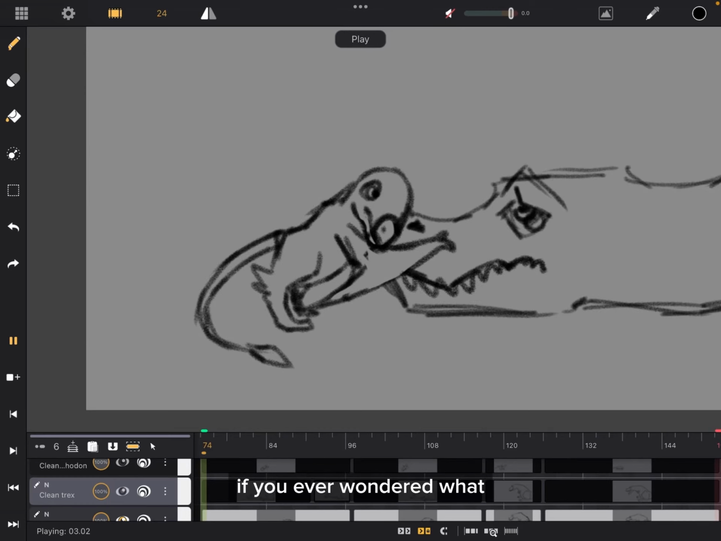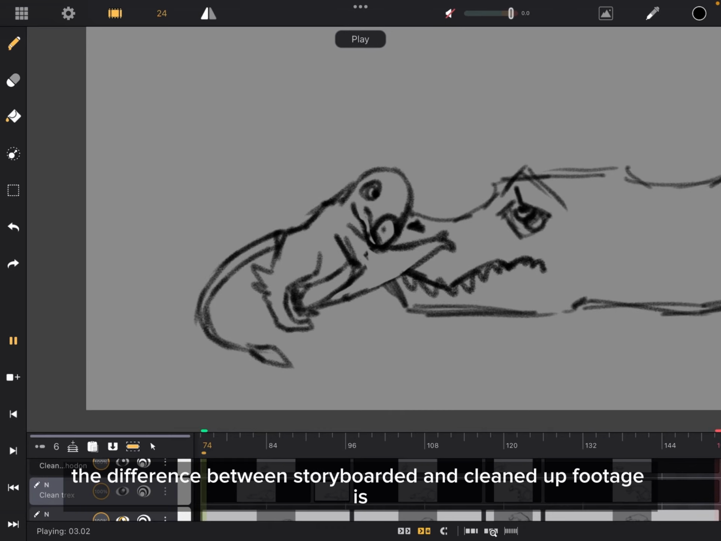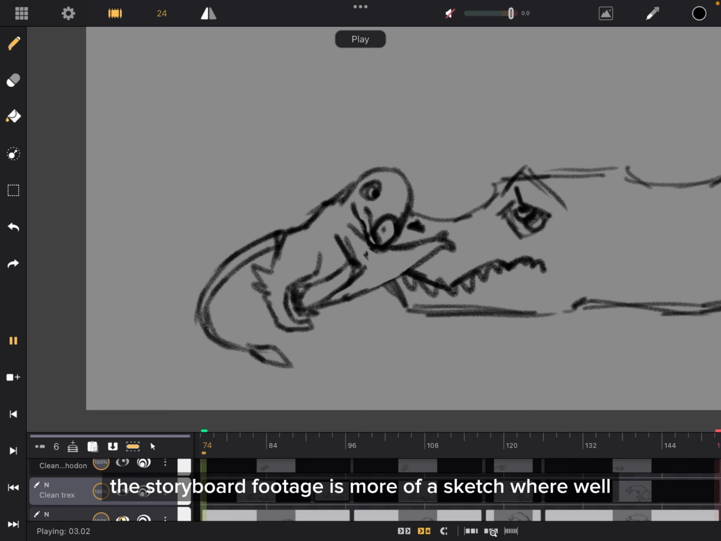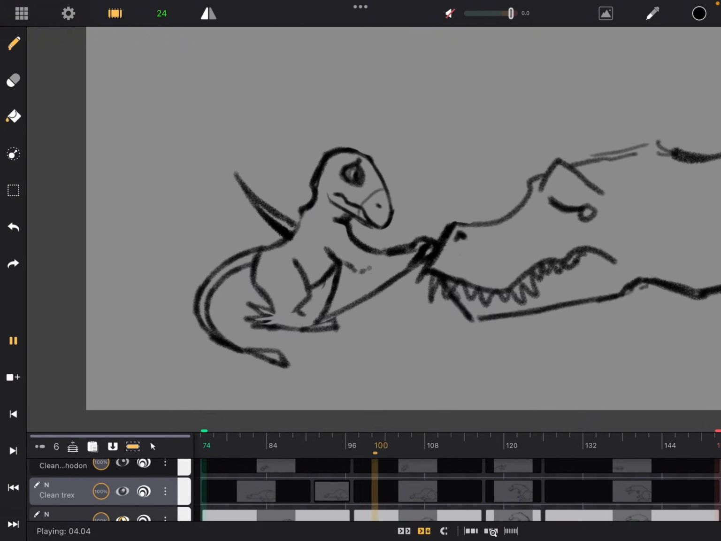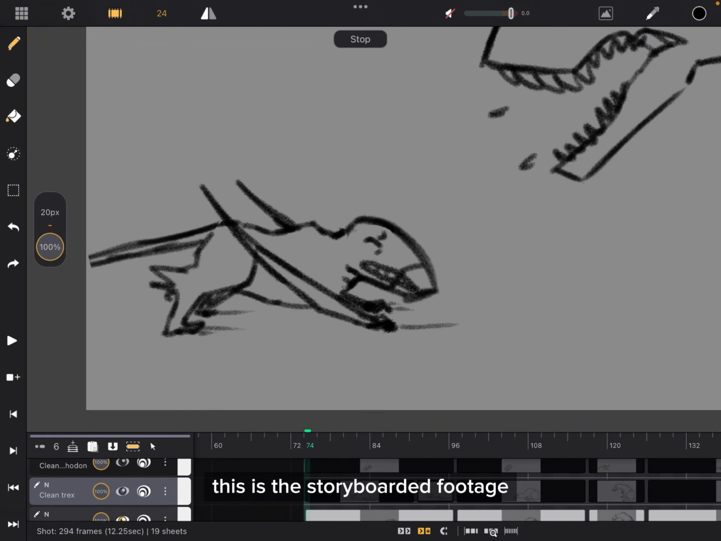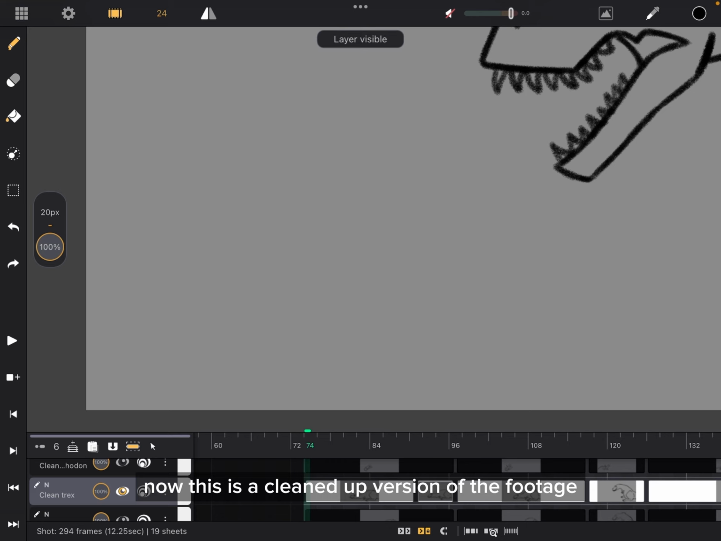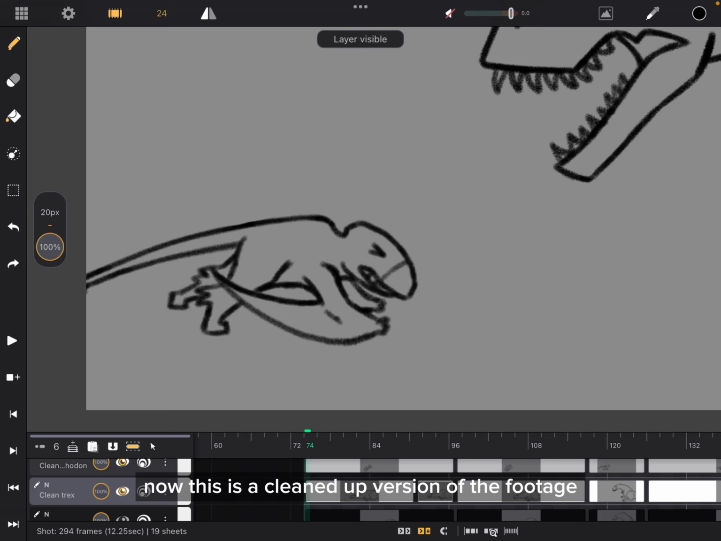If you ever wondered what the difference between storyboarded and cleaned up footage is, the storyboard footage is more of a sketch where I personally just put what I have in my head right now on the paper, like this. This is the storyboarded footage. Now, this is the cleaned up version of the footage.